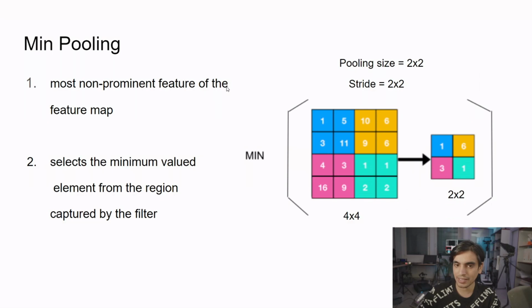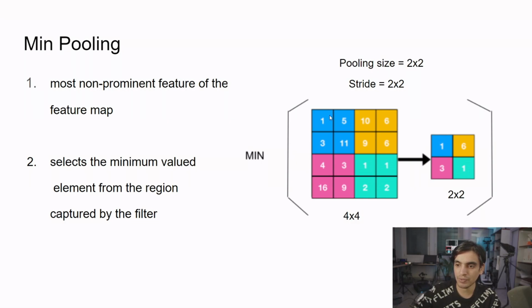So the next method is min pooling. Min pooling is the opposite of max pooling. Here we are again applying the pooling size of 2 cross 2 and stride 2 cross 2, and it is used to get the most non-prominent features of the feature map, and the most non-prominent feature is the lowest value in the feature map. Again, we have to take the patch of size 2 cross 2 here, and we need to find the minimum element, which in this patch is 1. So we will take this 1 and place it in our output matrix.